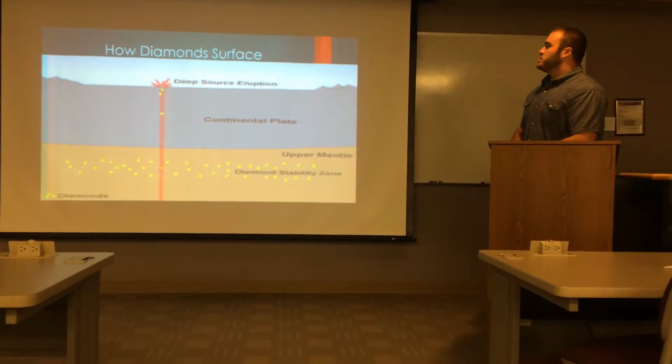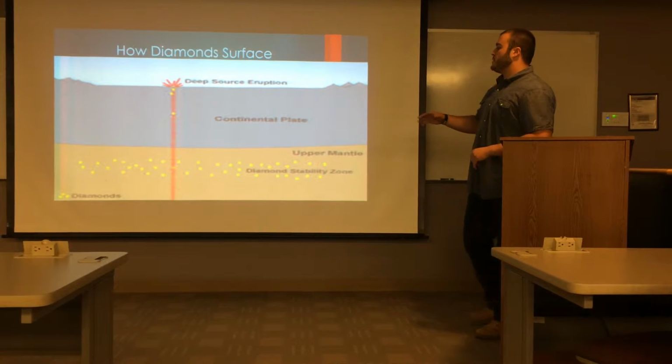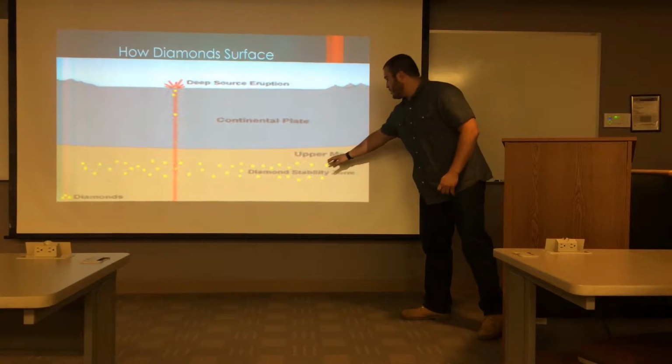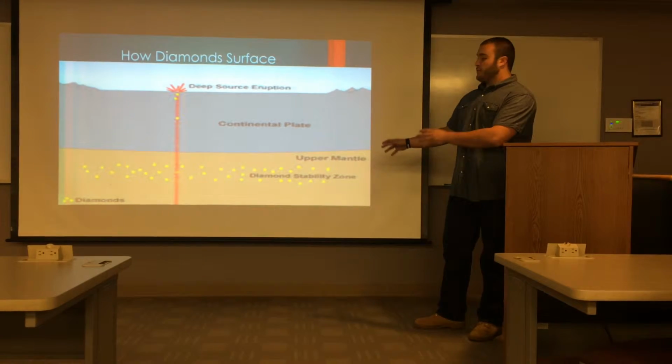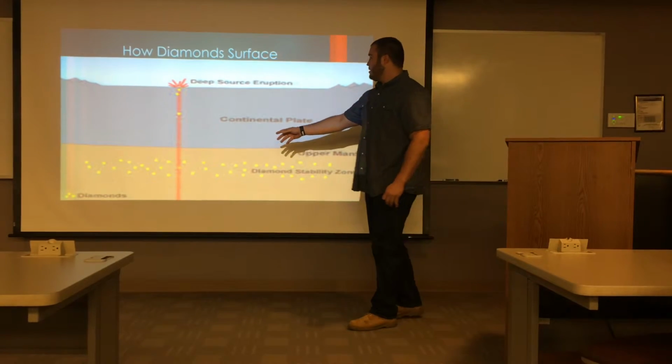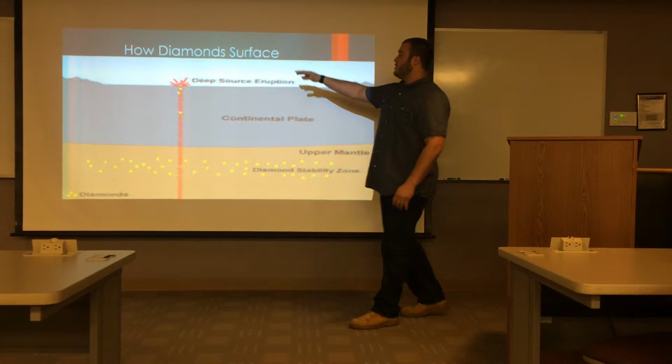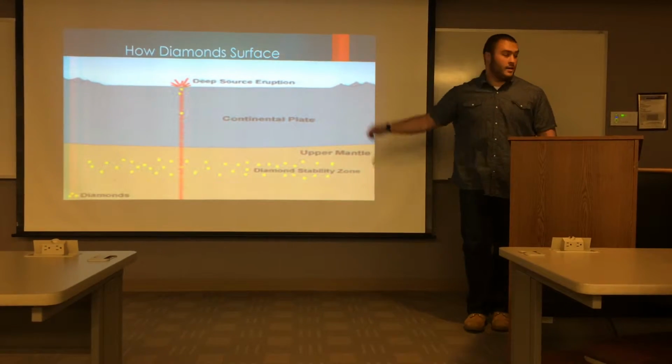This diagram right here just shows a little bit how diamonds come up to the surface. In the upper mantle, this is called the diamond stability zone. This is where the diamonds are found, and through the eruption, they come up through the continental plate and are able to reach the surface where they can be mined.